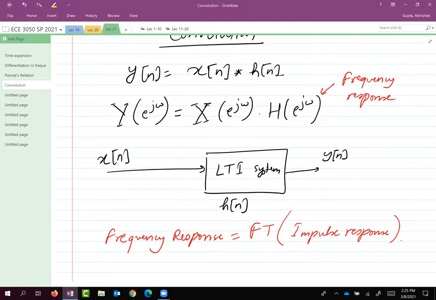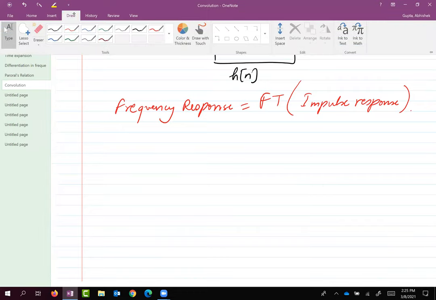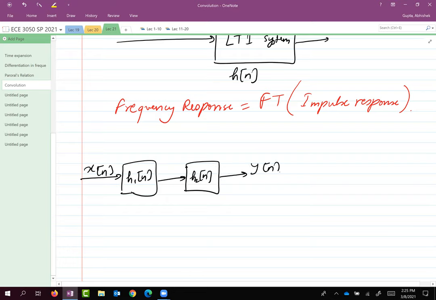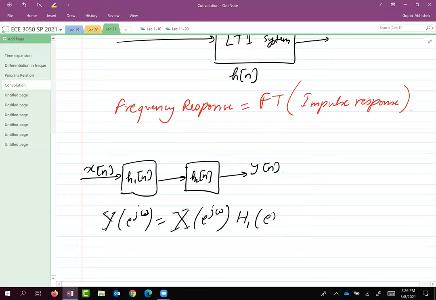Okay, now you have LTI systems in cascade. X of n gets into H1 of n, then it goes into some other system, H2 of n, then it comes out as Y of n. Turns out Y of e raised to j omega will be equal to X of e raised to j omega times H1 e raised to j omega times H2 e raised to j omega. Just multiply all the frequency responses of the system, multiplied by the Fourier transform of the input, you get the Fourier transform of the output.